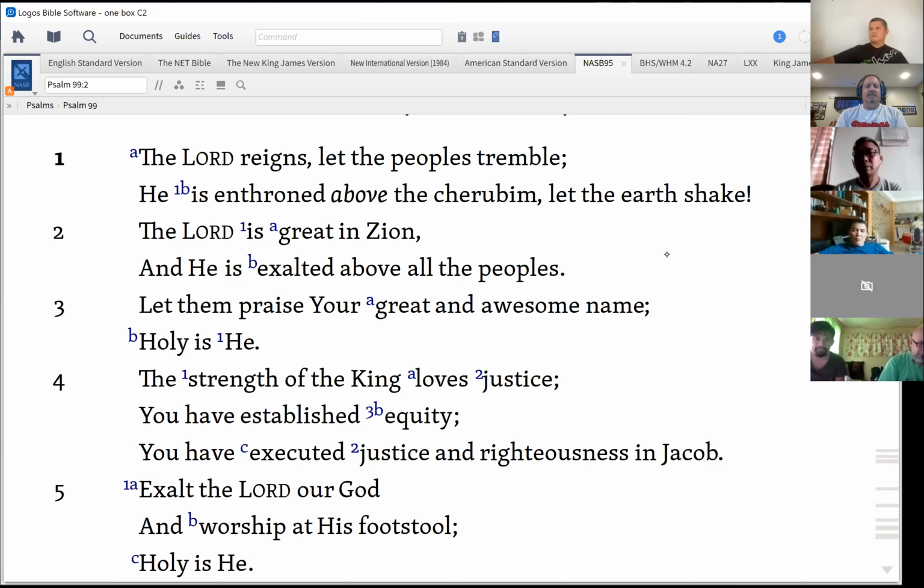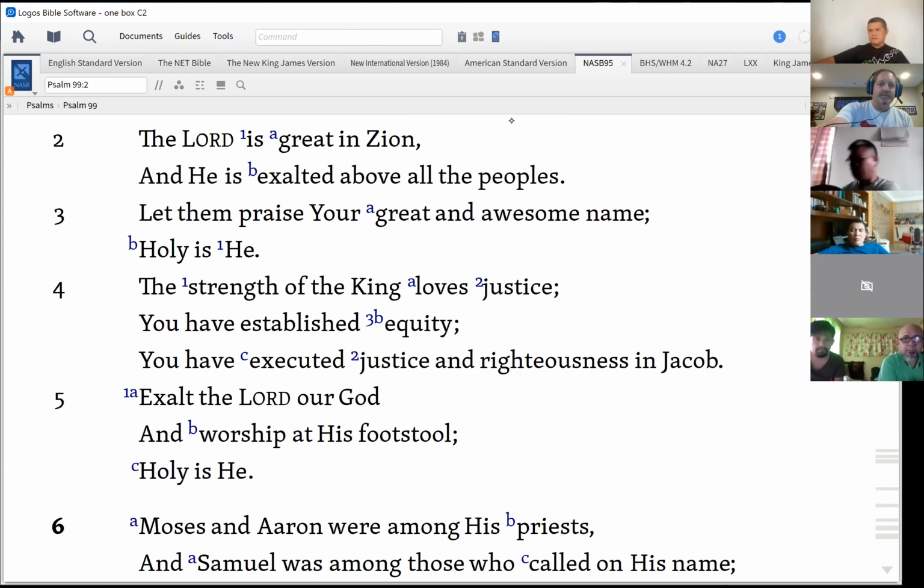Psalm 99, verse 1. The Lord reigns, let the peoples tremble. He is enthroned above the cherubim, let the earth shake. The Lord is great in Zion, and he is exalted above all the peoples. Let them praise your great and awesome name. Holy is he.